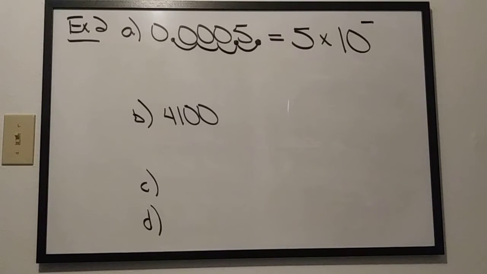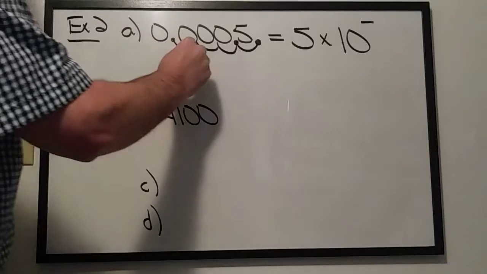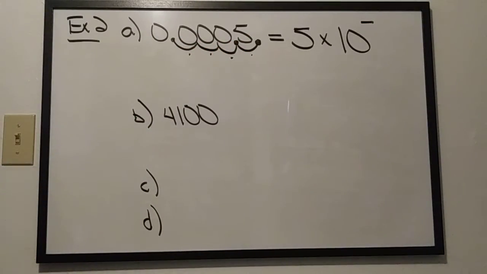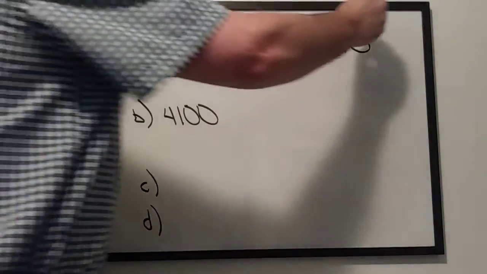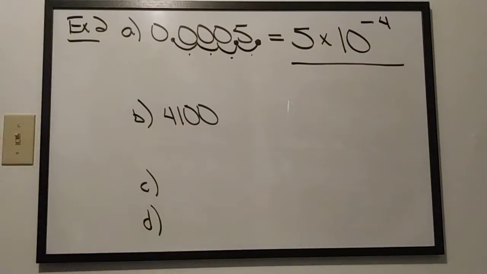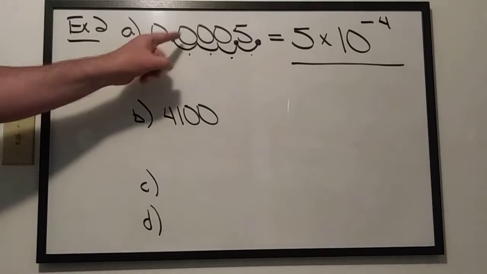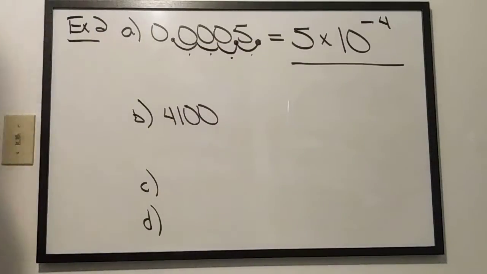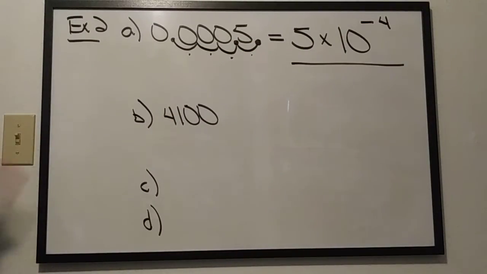And then the question now becomes, what number am I going to have after that negative? Well, if you count out the number of swoops that we went through, there were 4 little swoops here. So that means we're going to have a negative 4 power. So there's the equivalent answer as a scientific notation statement. So 0.0005 is the same as 5 times 10 to the negative 4th power.